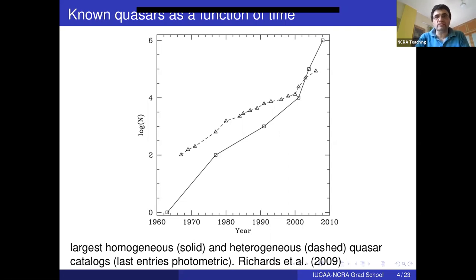And you can see that after 2000, something dramatic happened. And that, of course, was the advent of the Sloan Digital Sky Survey. The number of quasars went very rapidly from 10 raised to 4 to 10 raised to 6. And there is a caution here because these are not all spectroscopically confirmed. So by the year 2000, we had about a million quasar candidates, but not all of them had been spectroscopically confirmed. But over the last decade, many of these have been spectroscopically confirmed. And as we shall see in a few minutes, the total number of quasars known today is about 750,000.